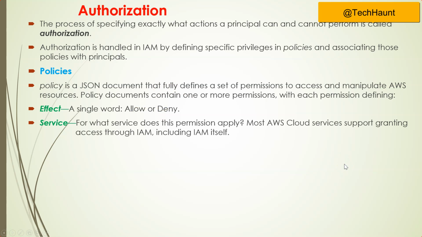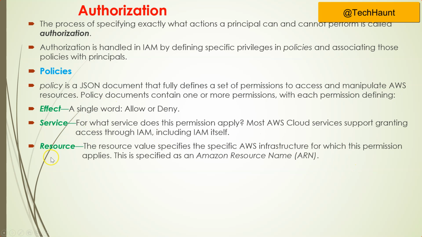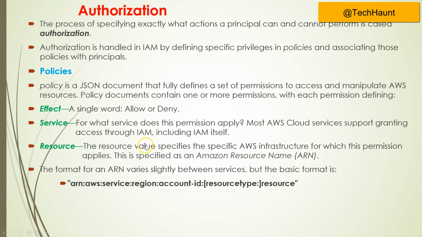Then the services, meaning what type of services you are going to define in your policies. And last but not least, the resources. The resource value specifies the specific AWS infrastructure to which this permission applies. This is specified as an ARN. We will look into what an ARN is later; as of now, it's the resource name. The format for an AWS ARN is, as you can see here, arn, then aws, then service, region, account ID, and resource type and resource. This is the very basic format for your AWS ARN.